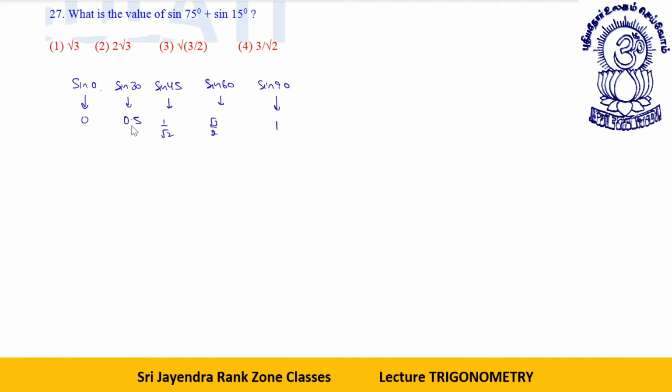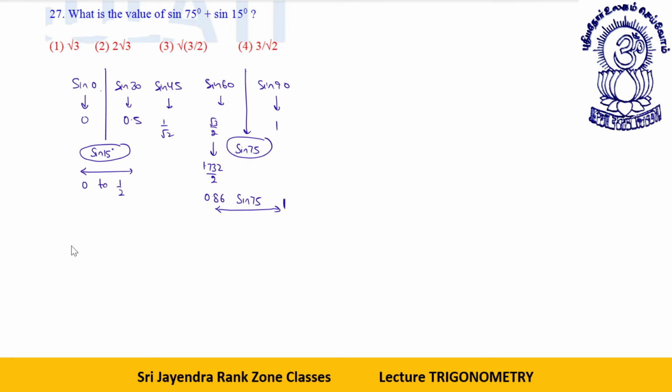This is 0, this is sine 30, half. Sine 15 will be somewhere in between these, between 0 and half. Then you have sine 75 degree in between sine 60 and sine 90. All these are increasing regularly. Root 3 by 2 is 1.732 divided by 2, or 0.86. So sine 75 will be between 0.86 and 1. Getting it, dear students?